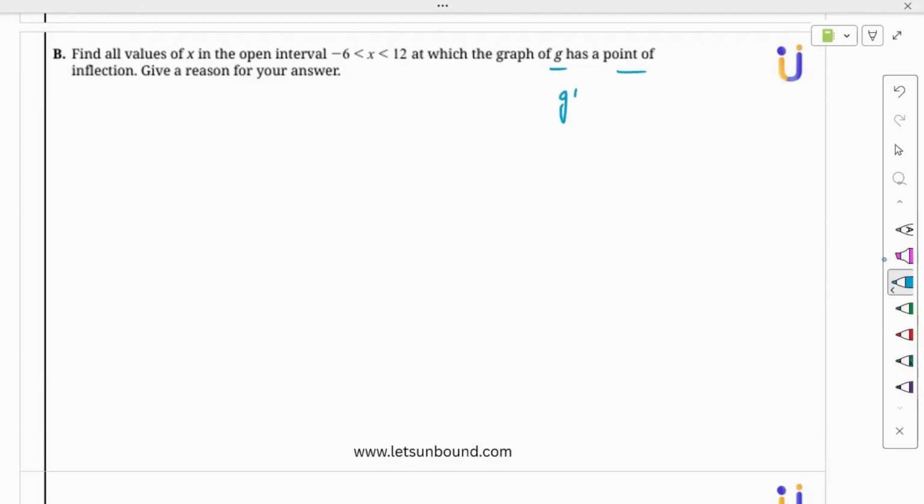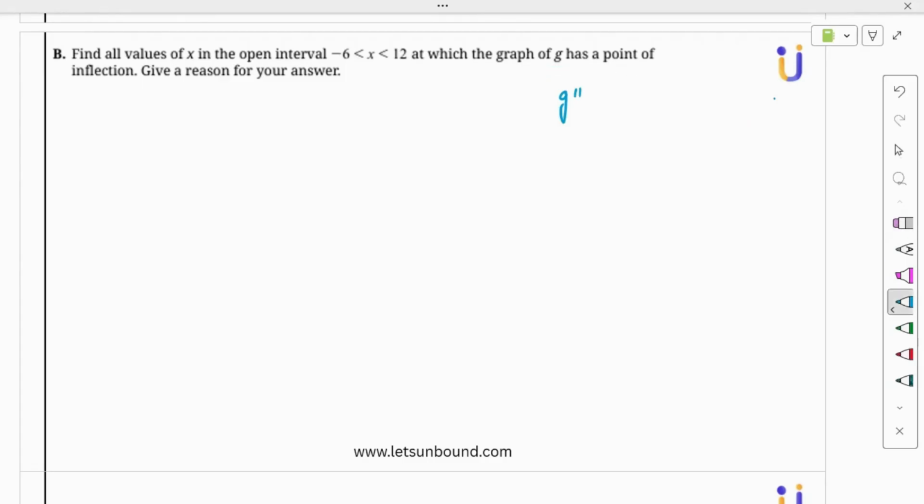If g has a point of inflection, we need g prime to have a sign change, that is, g double prime changes sign. The concavity changes, and there the inflection occurs. Concave up to down or concave down to up. So in this case, an inflection point will occur. This we know. I need g double prime to make a conclusion here.